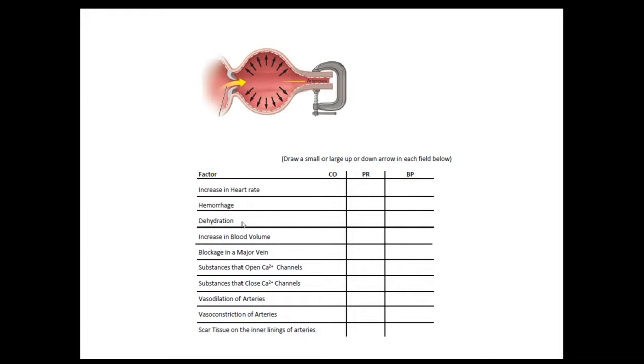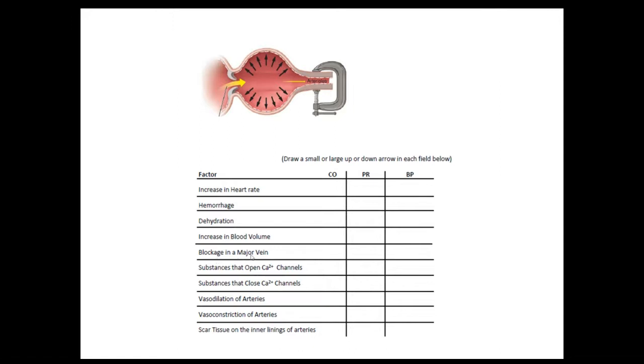What about dehydration? You lose more water than you take in. Well, that's going to drop blood volume. So again, less cardiac output, less peripheral resistance. That's going to lead to a decrease in blood pressure. What if we increase blood volume? Well, that's the opposite of dehydration. Increasing blood volume is going to increase cardiac output. There's going to be a small increase in peripheral resistance. That's going to increase blood pressure.